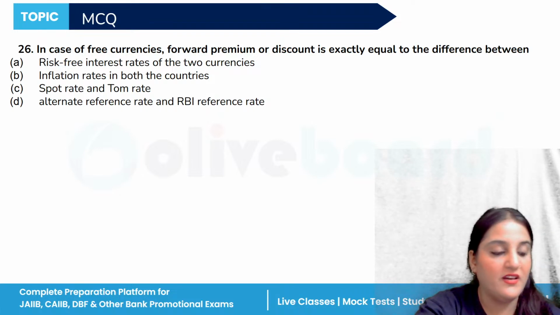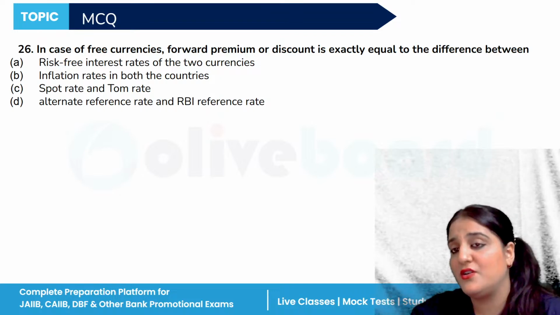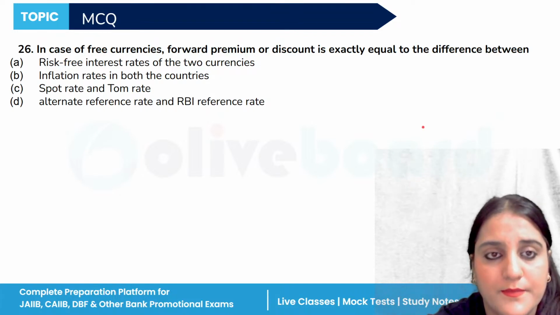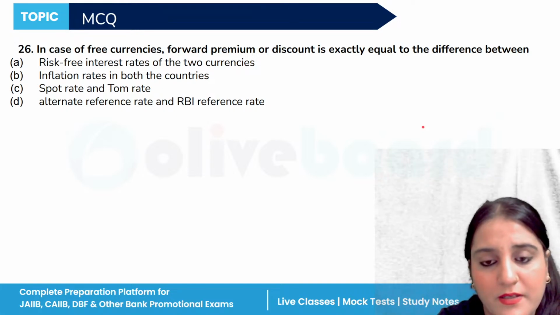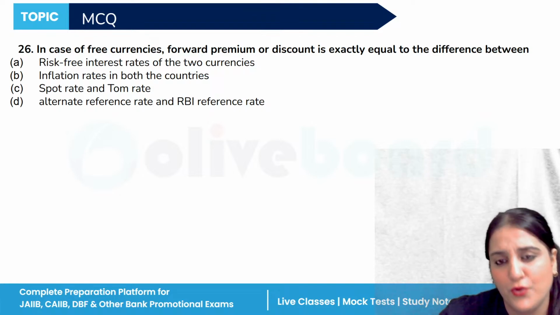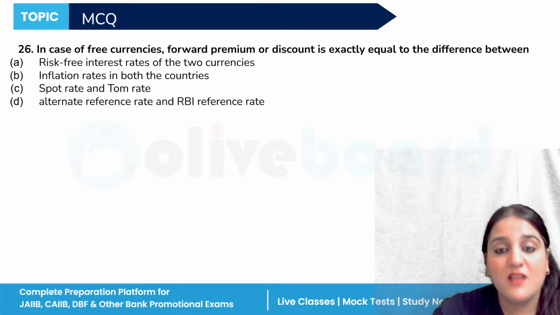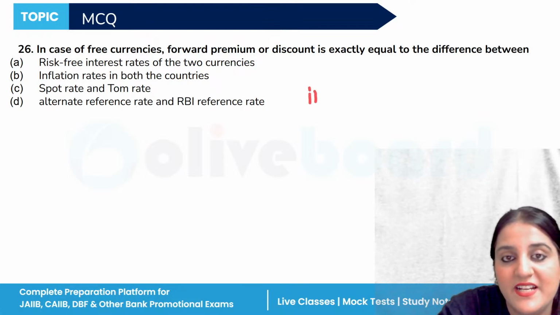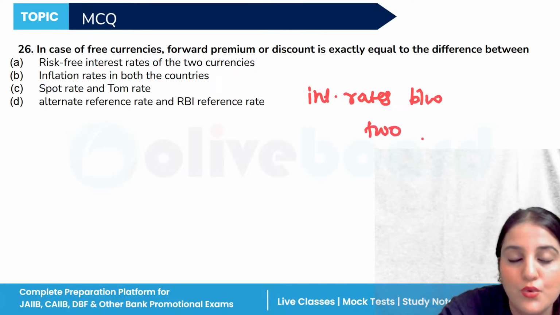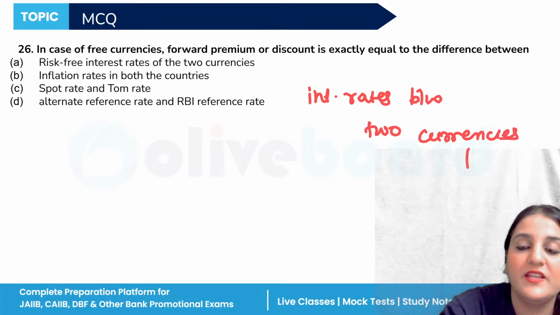Now in case of free currencies, forward premium or discount is exactly equal to the difference between what? In the context of free floating currencies, the forward premium or the discount is the difference between the interest rates of the two currencies which are involved in the currency pair.